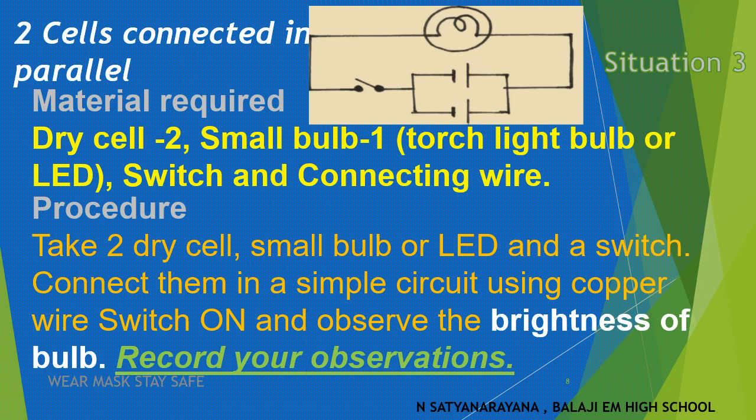So here two cells are connected in parallel. Then will the brightness be more or less? You have to observe that. You will observe that the brightness will remain the same in the case of situation 1. Why? Because your cells are connected in parallel. That means only one path. Here there are two paths available. In the two paths, current may flow in any one of the paths or both the paths equally. So here you will observe that there is no change in brightness.